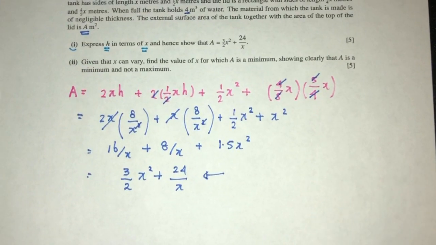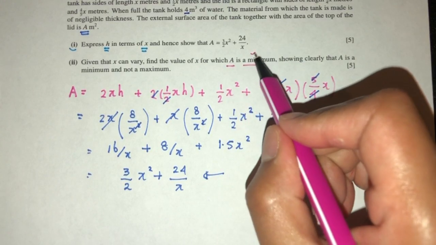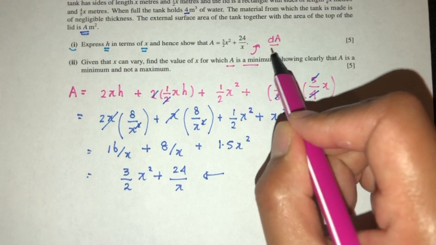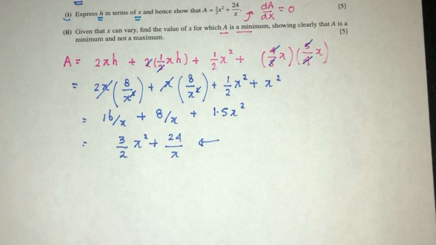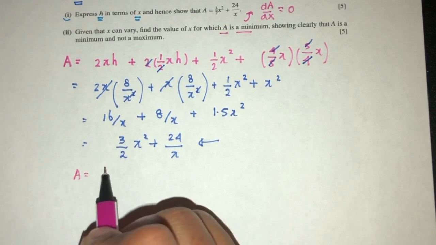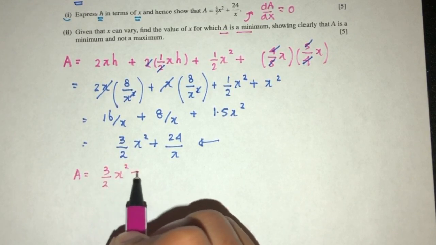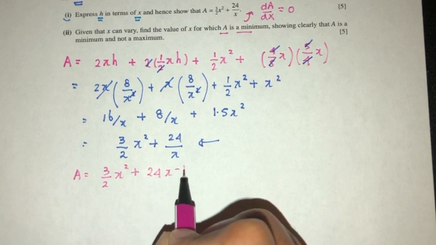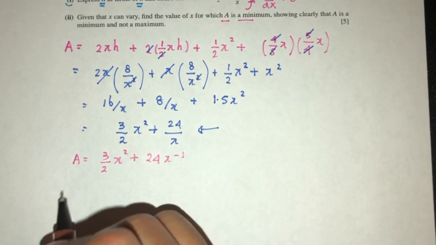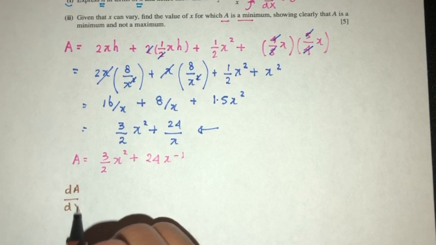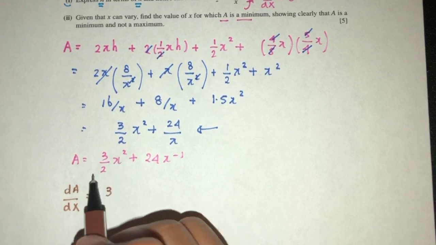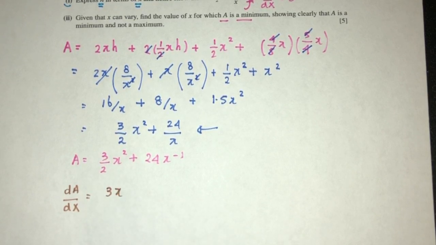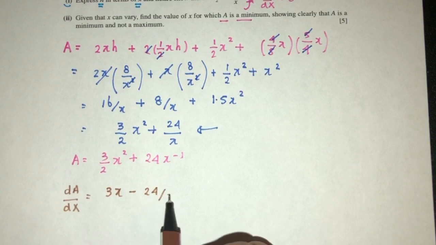Now, given that x can vary, find the value of x for which A is a minimum. At the minimum value, what do we know? dA by dx has to be 0. So let's first rewrite this. We know A can also be written as 3 over 2 x squared plus 24 x to the power minus 1. So dA over dx should be: first multiply by the power, 3 over 2 times 2 will be 3, then minus 1, that should be x, and then minus 24 over x squared.